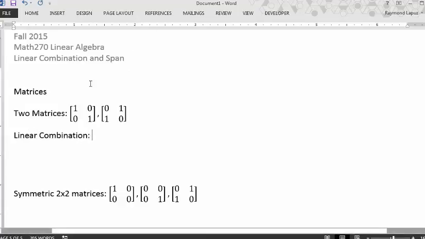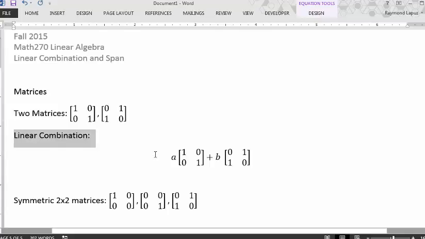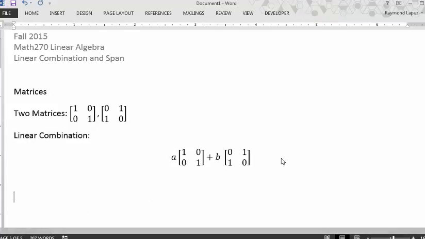So the linear combination of these two matrices would, just like we've been doing, be a constant times the first one plus a constant times the second one. So that's a linear combination. Well, now let's ask, what is the span?